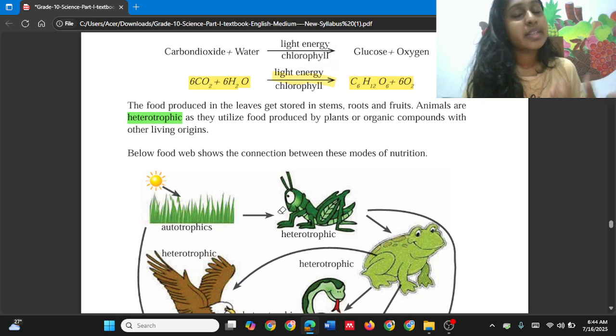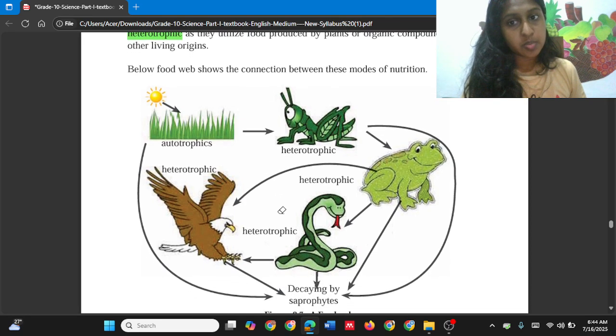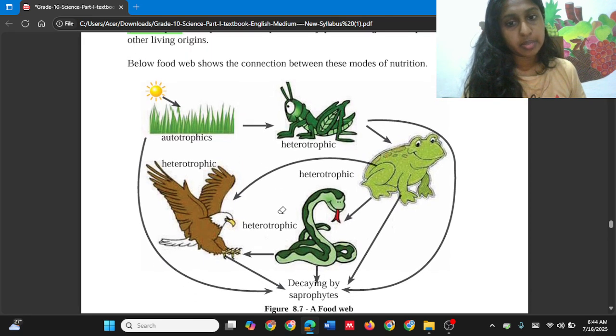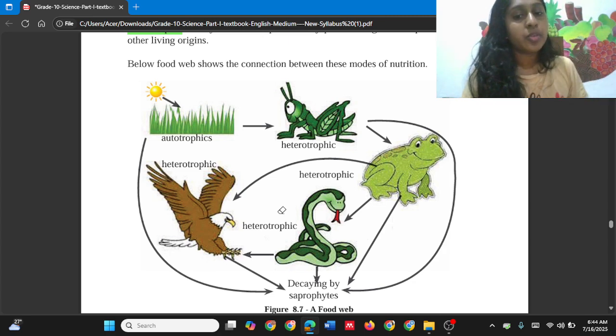They utilize the energy of the food produced by other autotrophics. The food webs below show the connection between these modes of nutrition. This is a food web, not a food chain. In order to become a food chain, it should have one-sided arrows like this.